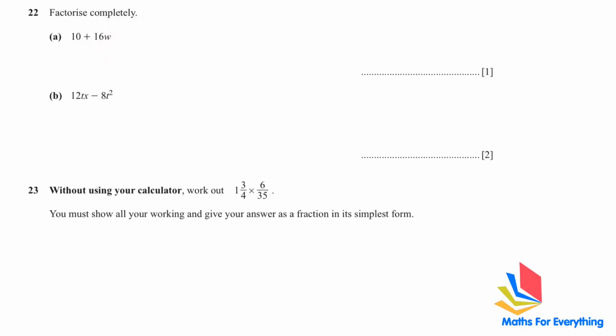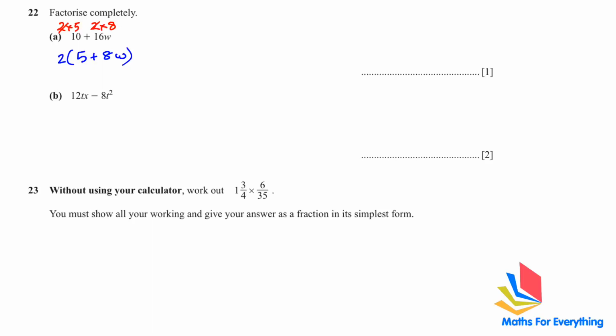Question number 22, factorize completely. 10 plus 16w. So what is common here? We have 2 multiplied by 5, that will give us 10, and 2 multiplied by 8, which will give us 16. So the common is 2. We factorize the 2 out, we are left with 5 plus 8w. I hope you have understood factorizing. It was an easy one. Let's move to the other one.